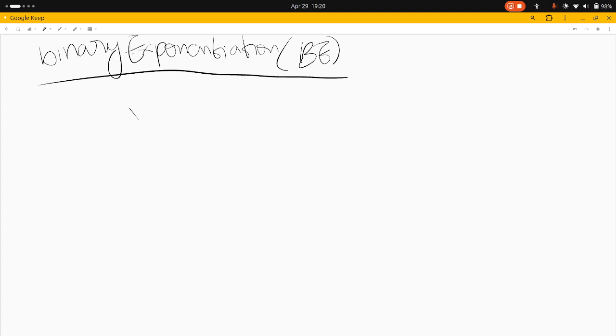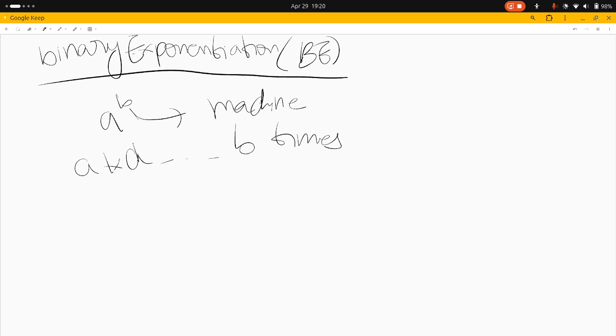The task is to compute a power b optimally. So we have to give this task to the machine, and the machine has to compute this one. In a regular brute force approach, for computing a power b, we have to multiply a b times. So if you view this time complexity, we'll get O of b.